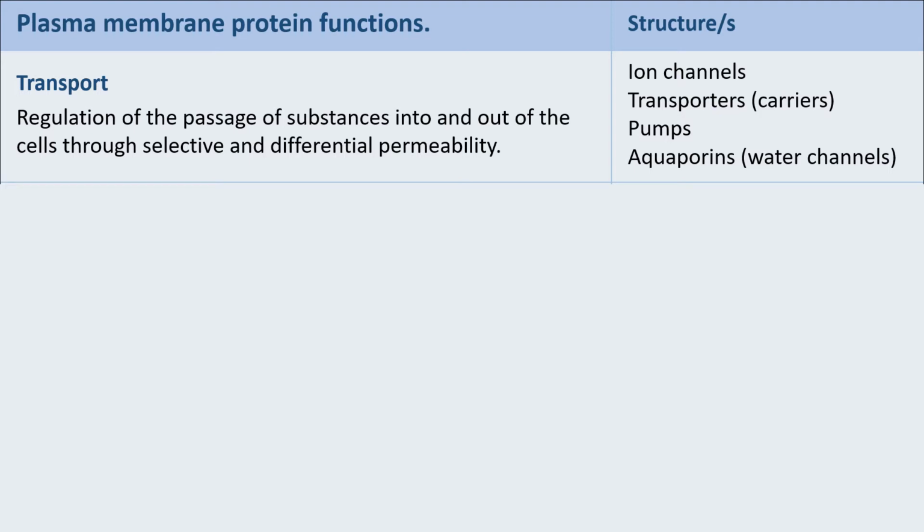In terms of the structures involved in transport, we may not have any structures. Again, we'll talk about that in a minute. But we might have ion channels. We might have things called transporters, otherwise known as carriers. We might have pumps, and we might have water channels, aquaporins.